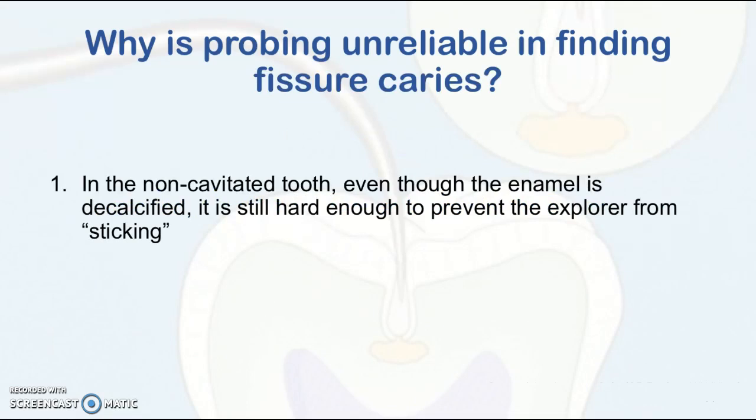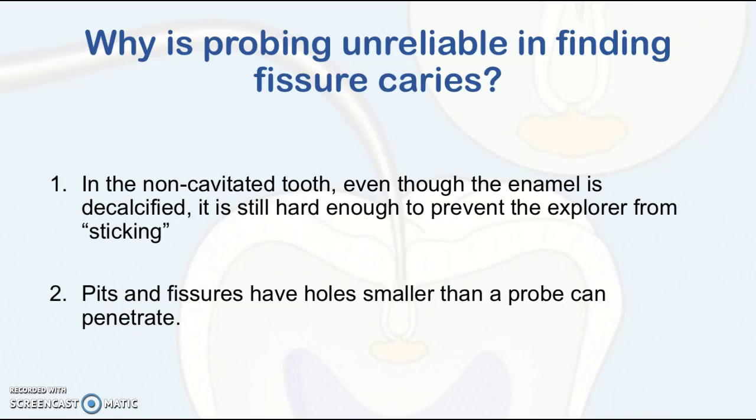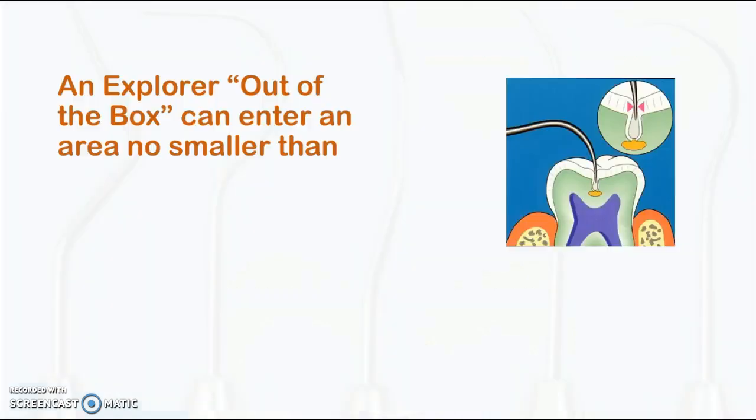Reason number one is that the non-cavitated tooth, even though the enamel is decalcified, is still hard enough to prevent the explorer from sticking. And secondly, the pits and fissures have holes smaller than a probe can penetrate. So if a probe can't penetrate a lesion, you won't get a sticking effect and thus cannot detect the lesion.